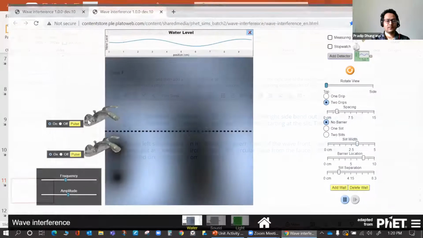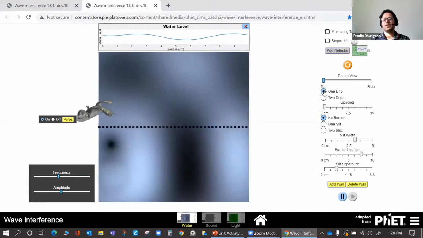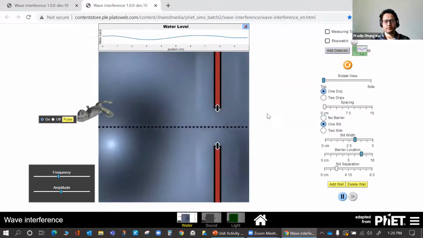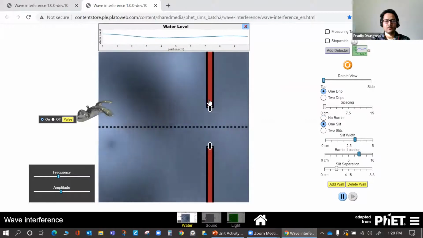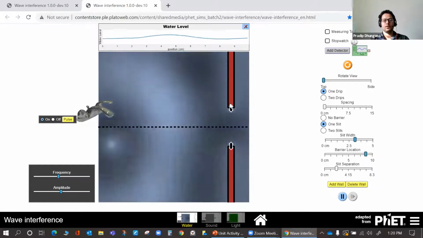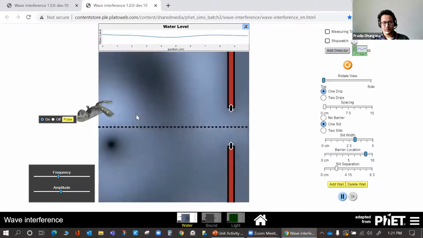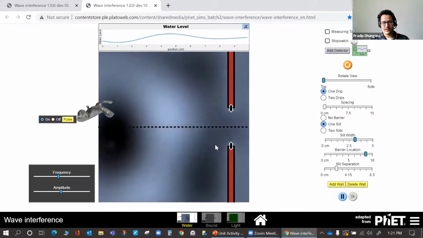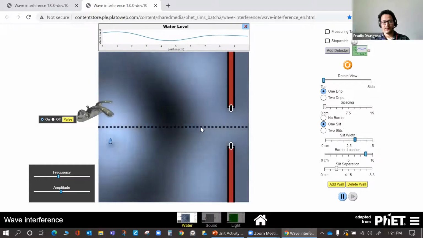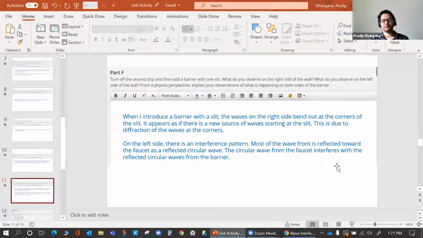Now let's go back. Let's turn off one of the drips. This time we are adding a slit. Where is the slit? One slit. Let's put it here. Look, we can see a bright and dark pattern here, but on that side we have seen that the light is bending. Okay, light is bending, and then we have to describe that phenomenon.